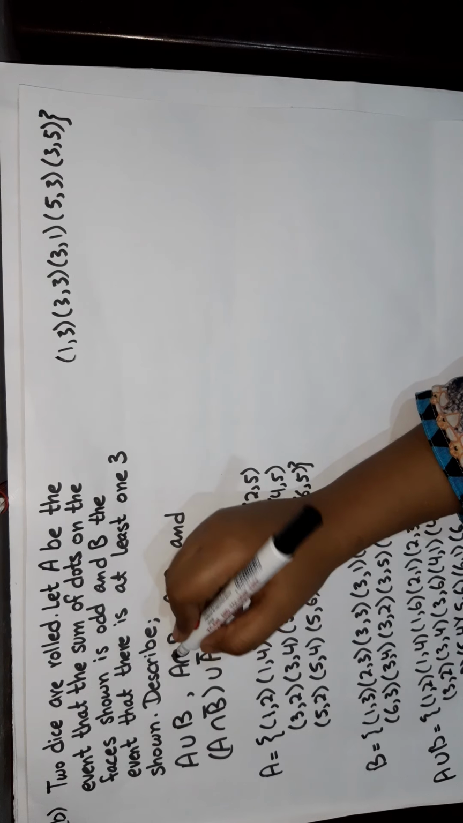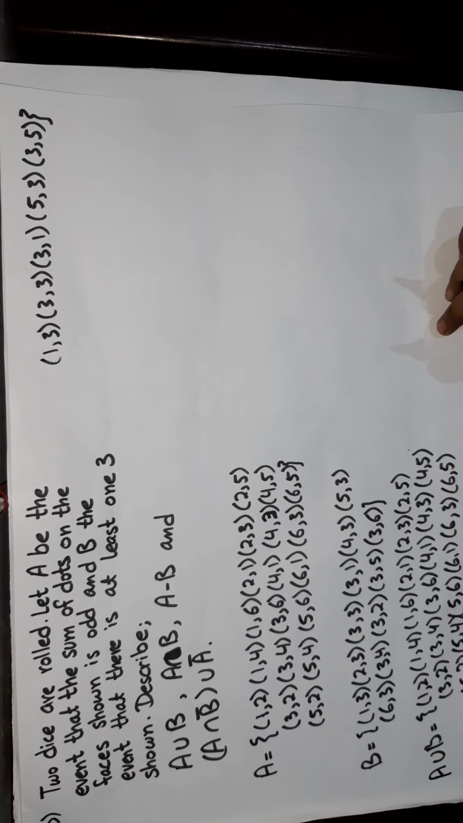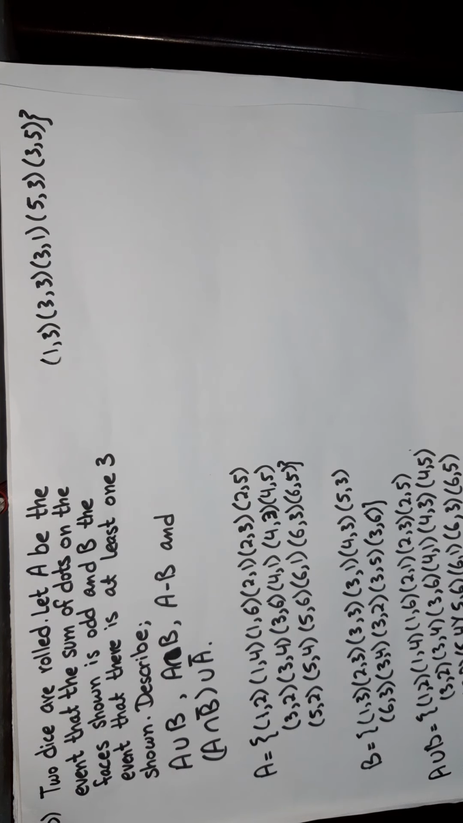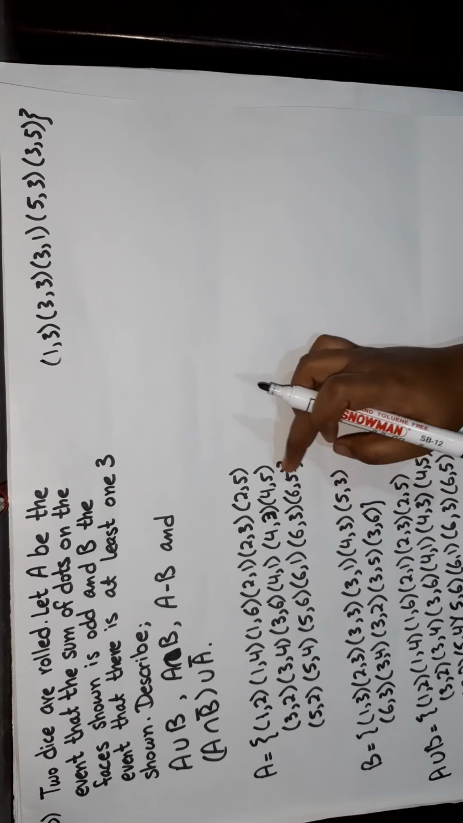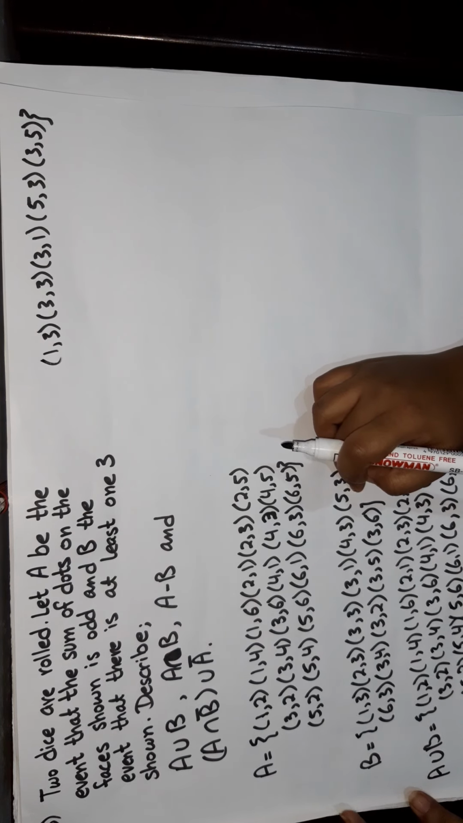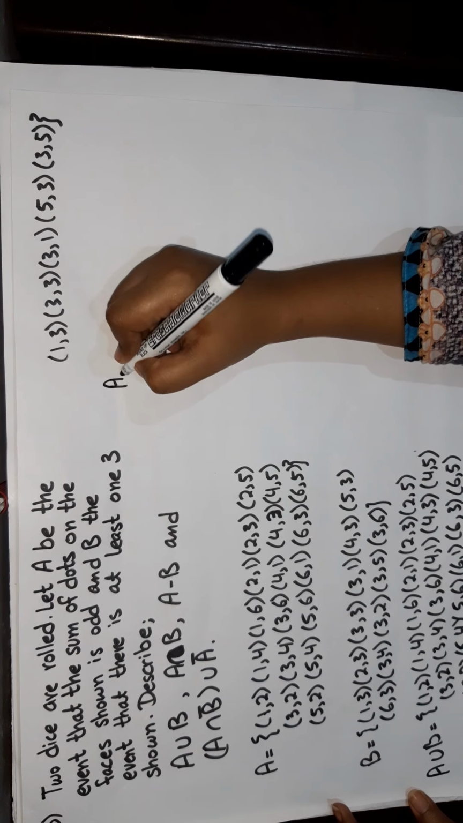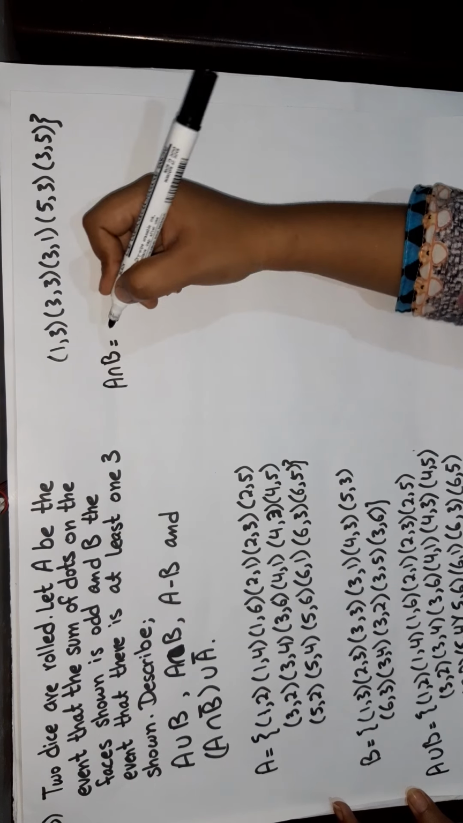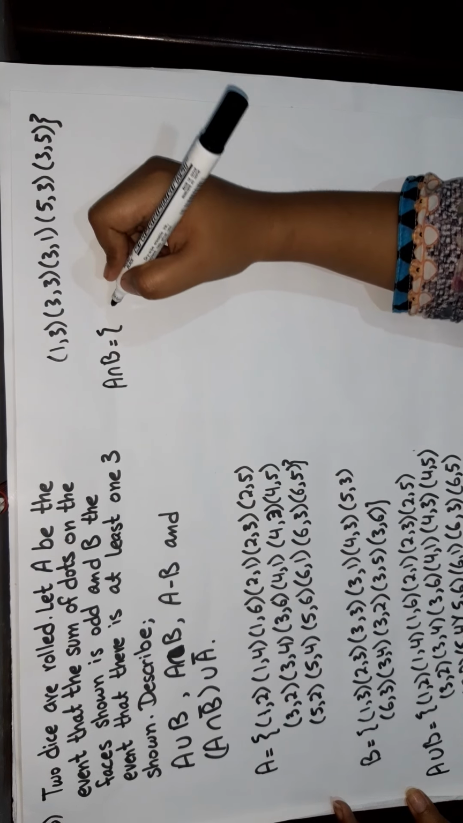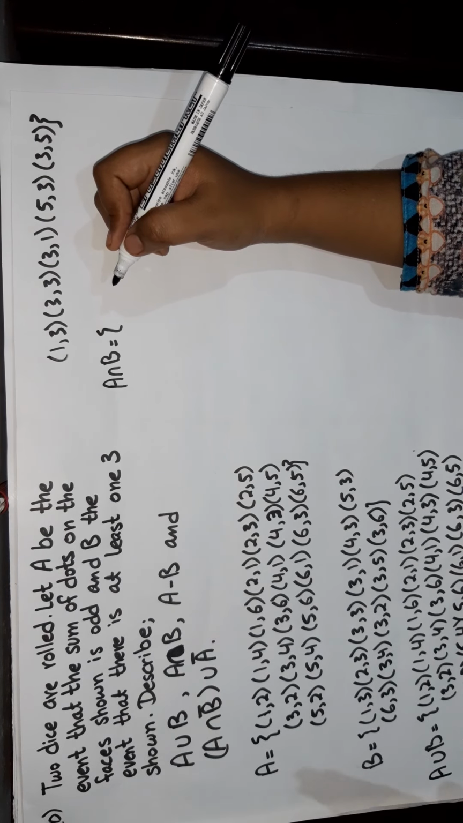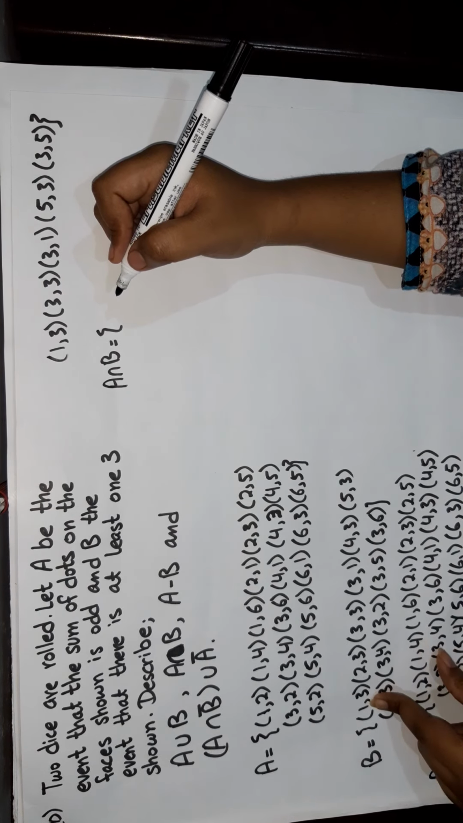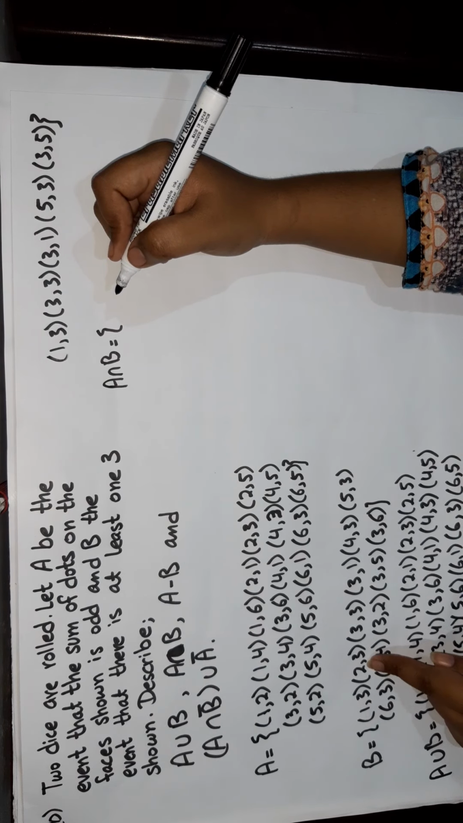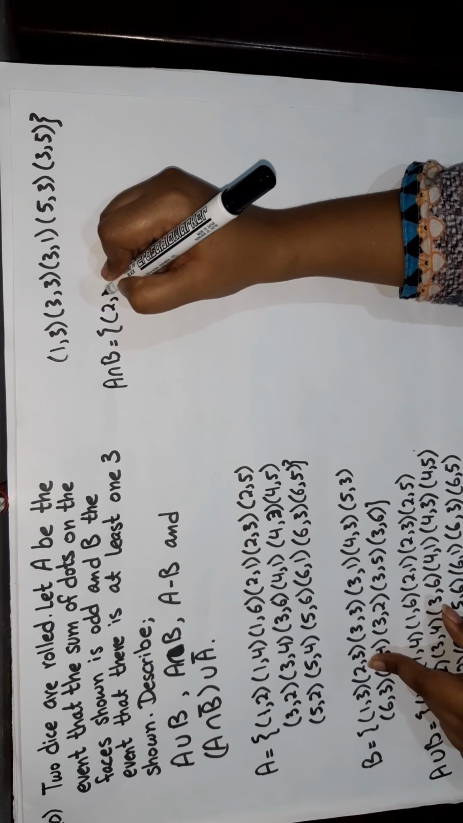Now A intersection B. In A intersection B, as I have told you before, in intersection we write the common elements which are present in both set A and set B, or event A and event B. So we will write A intersection B, which will be equal to the elements which are present in both A and B. Now we can see that 1 3 is not present in A, 2 3 is present in A, so it is common.